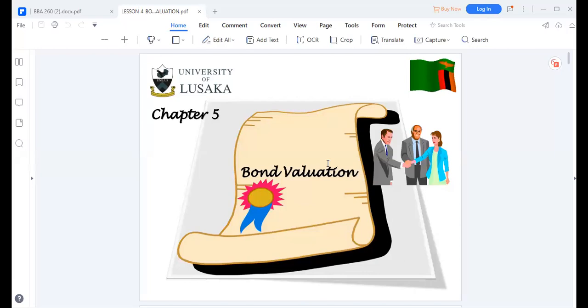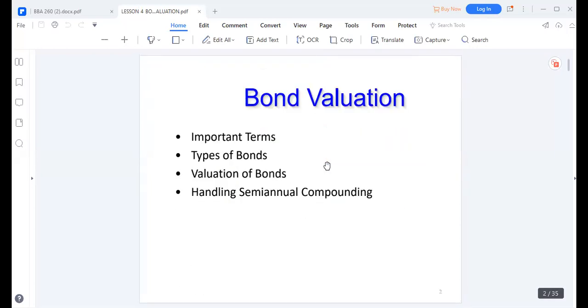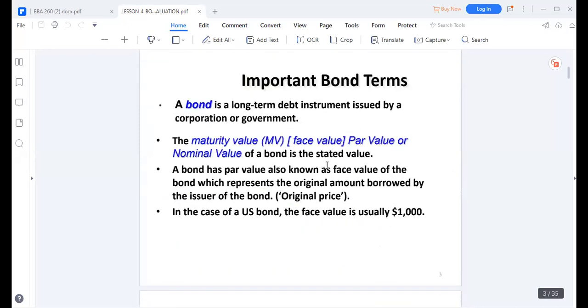We are on Unit 5, where we'll be looking at bond valuation. So bond valuation, we'll get to look at the important terms that you need to inevitably know. We'll look at the types of bond valuation, and also we'll look at how to handle the semi-annual compounding. Then lastly, look at how to compute what is called yield to maturity.